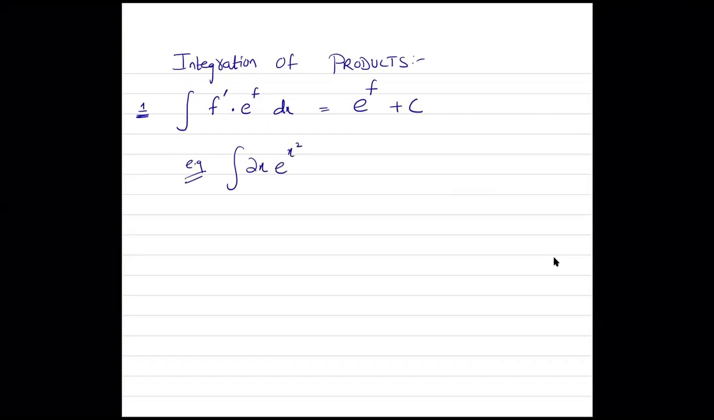So for example, integrate e to the power of x square with respect to x. Here this x square is the power function, and the differentiation of x square is just 2x. So by observation, by this rule, the integration of this function is simply going to be e to the power of x square plus c. Okay, let's take another example.